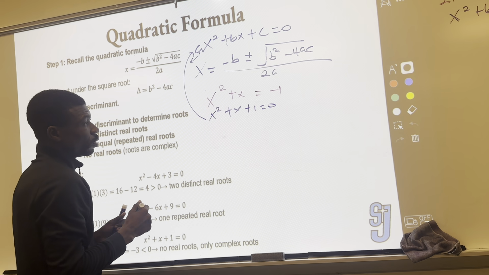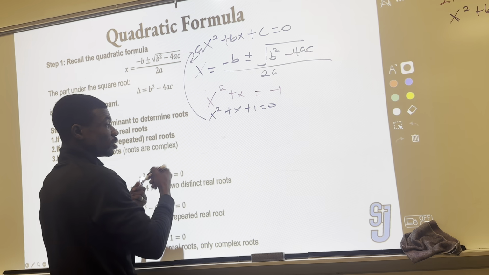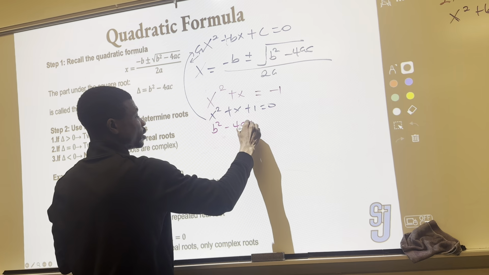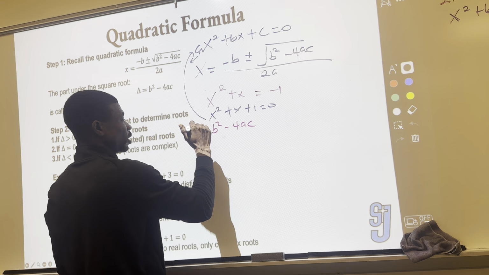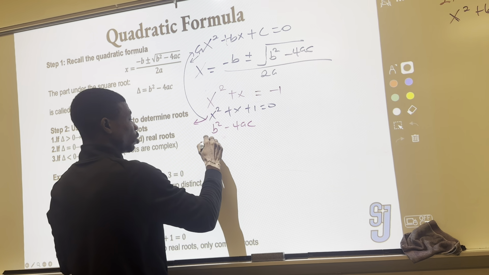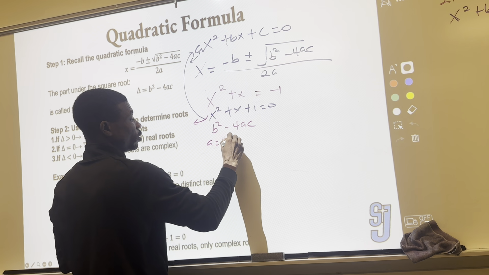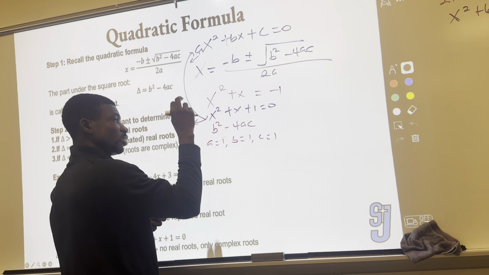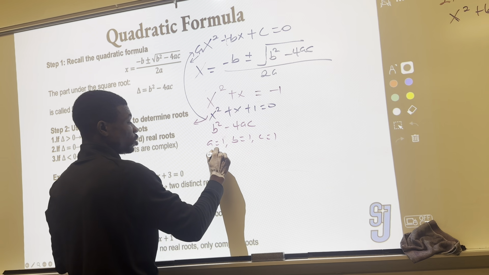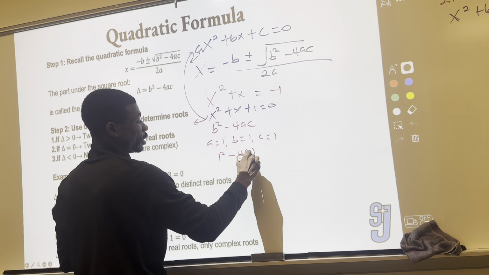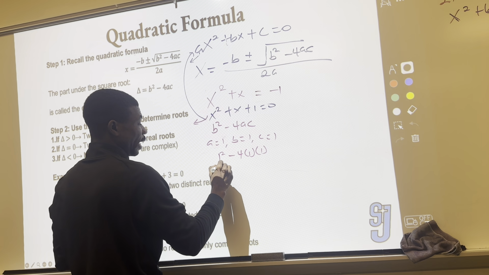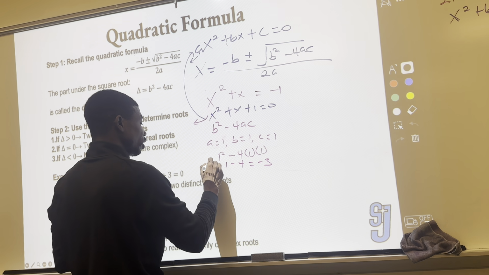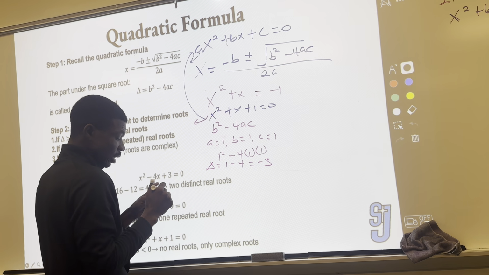Now, to be able to test for the discriminants, I need b squared minus 4ac. So I have a equals 1, b equals 1, c equals 1. Just plug in these values. I have 1 squared minus 4 times 1 times 1, and I have 1 minus 4, which gives me -3. So my discriminant is -3.